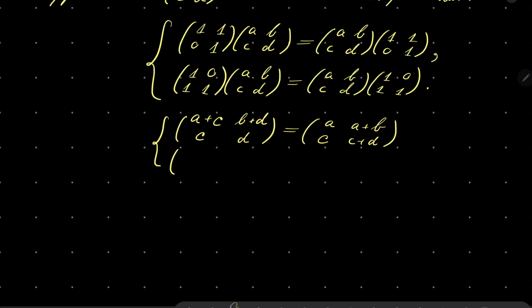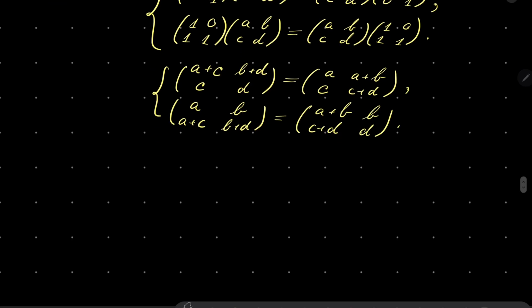And for the lower equation, this time we have A plus C, then B plus D equals A plus B, C plus D, B, D, if I am not mistaken. All right, now let's compare. This should be equal to that, so we immediately can conclude that C has to be 0.